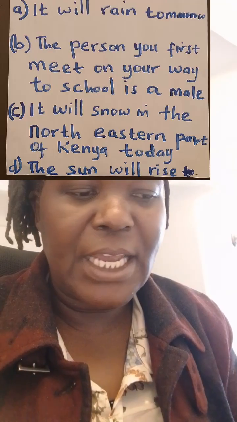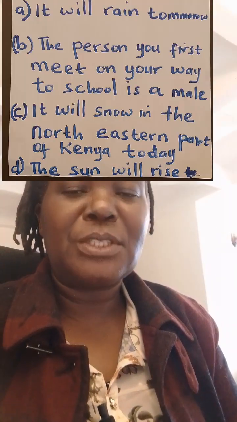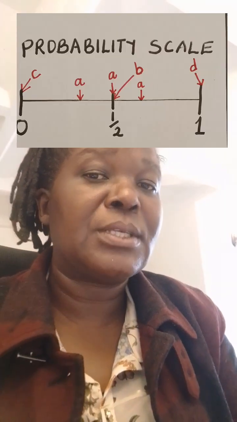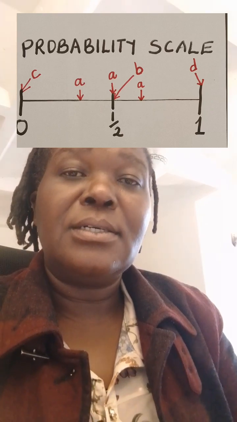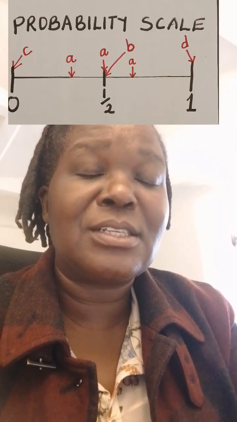Then there is that event, part C, the probability that it will snow in the northeastern part of Kenya today. Now, that is an impossible event, and therefore on my probability scale, I mark it at 0, because in the northeastern part of Kenya, we even struggle to get normal rainfall, so snow is close to impossible. So it can be marked as an impossible event, or a very, very unlikely event, tending towards zero.